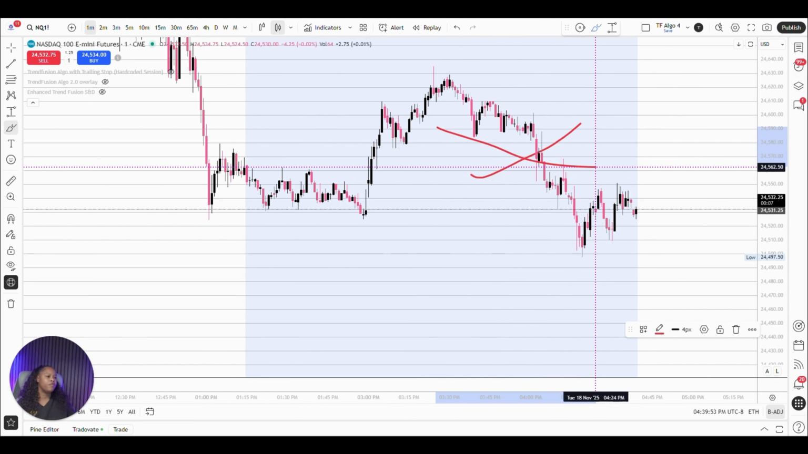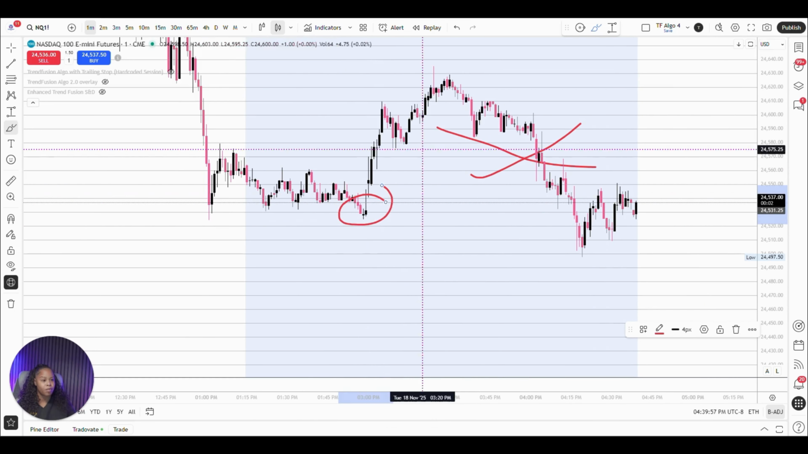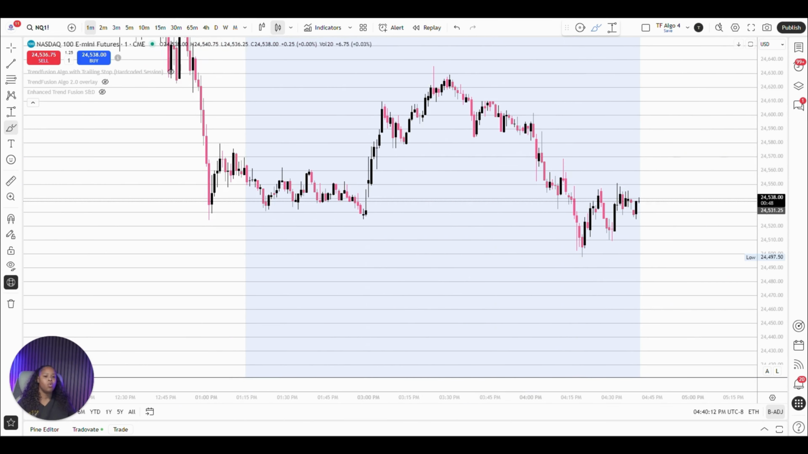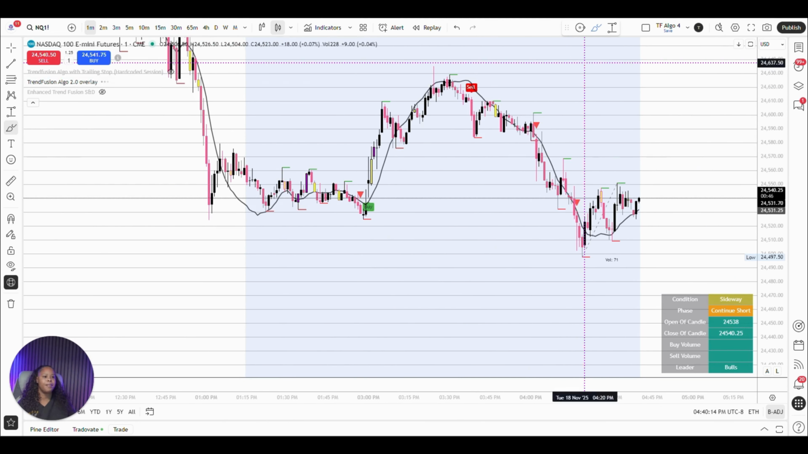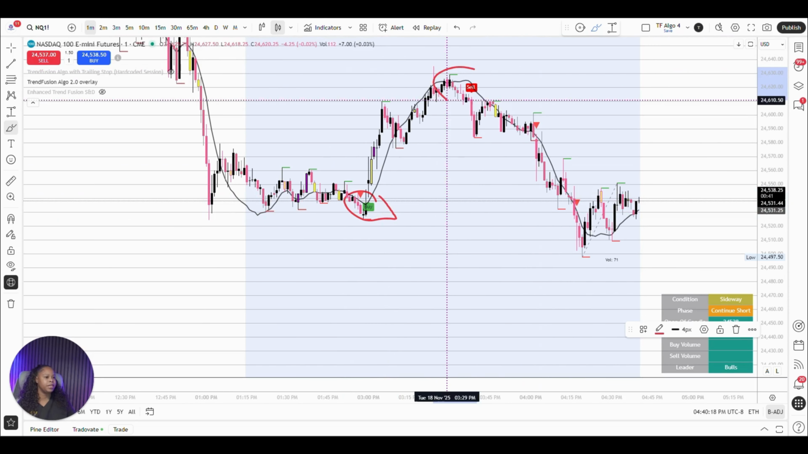Most traders aren't failing prop firm evals because they're bad traders. They're failing because they don't understand market structure and how to identify when the trend has shifted. Once I turn the TrendFusion Algo on, I'm able to clearly see when it's time to enter a trade for a long and when it's time to enter a trade for a sell.